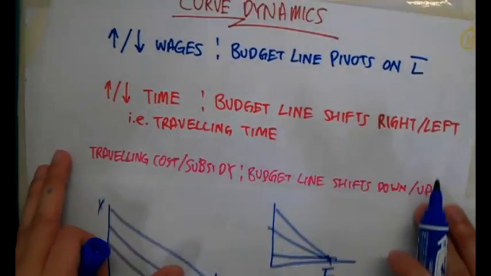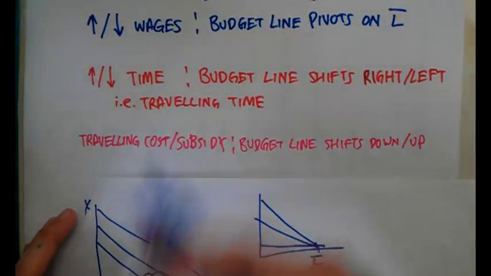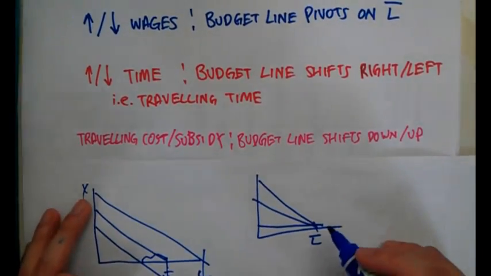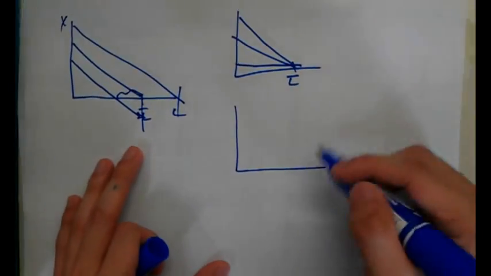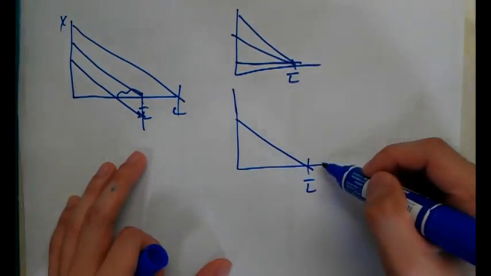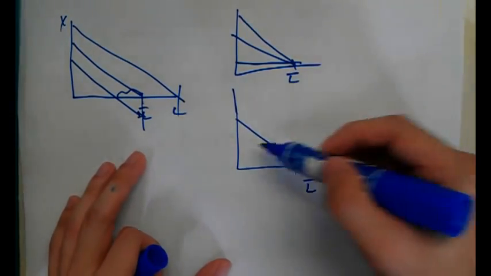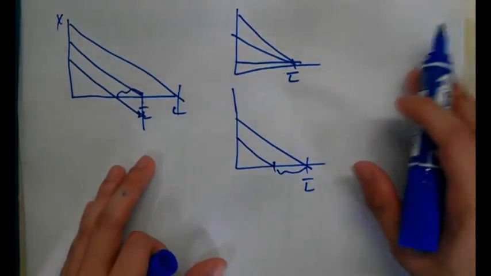Next thing, traveling costs. The budget line will shift up and down. Let's say, for example, he has to pay for traveling. Then he's going to shift down because he has to pay, so he will start here. This much is being paid for traveling.